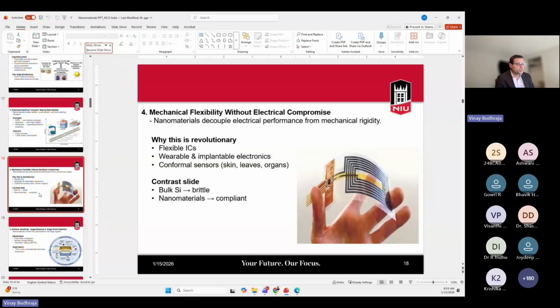Why is this revolutionary? Because flexible ICs can be easily fabricated. Wearable and implantable electronics get their application because of the mechanical flexibility, and conformal sensors like skin, leaves, organs. So many times you have seen devices which are skin-fit or implanted. At that time, mechanical flexibility matters. Bulk silicon is brittle, and nanomaterials are compliant with the mechanical flexibility.